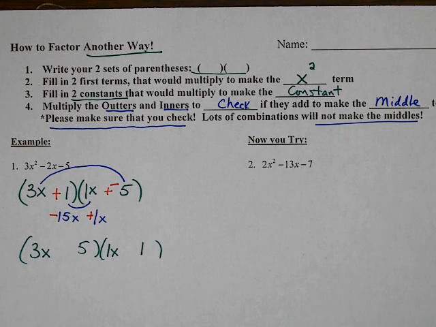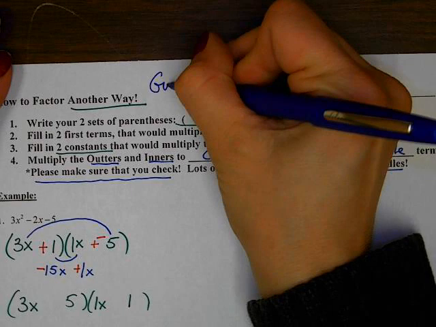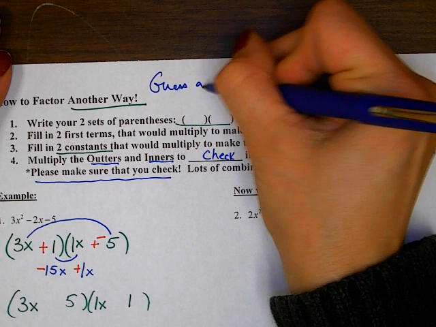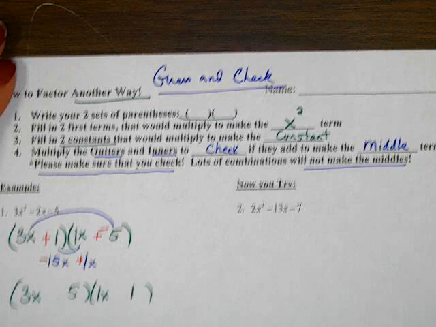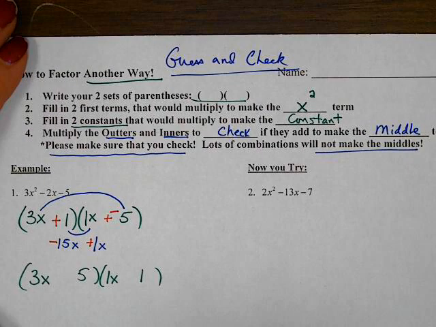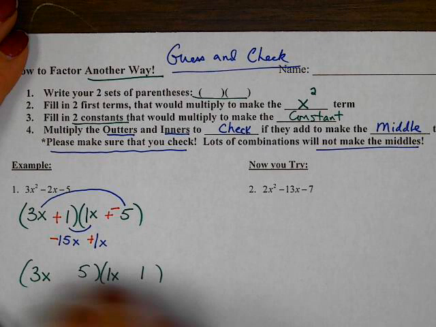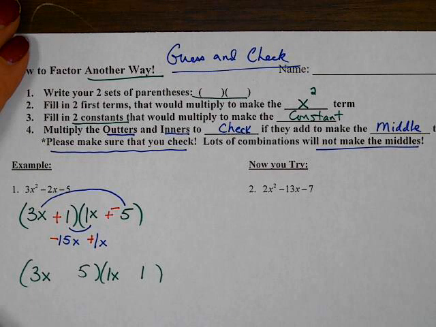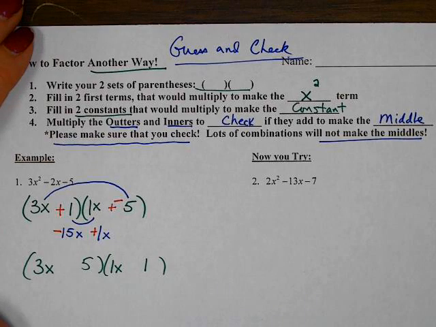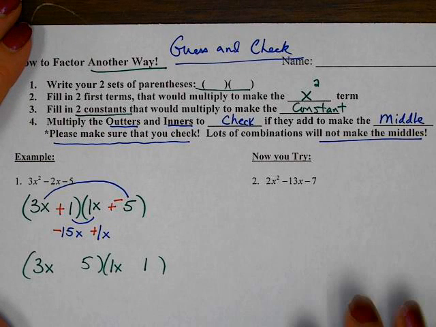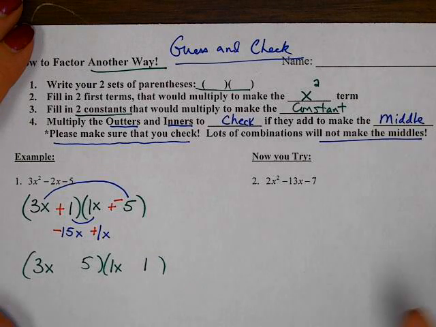This is sometimes called the guess and check method. You guess some combinations, but then you check. So this is more of a try and erase. You spend your time trying. With the box method, you spend your time working and you're going to get the answer. Sometimes this is longer, sometimes it's faster.